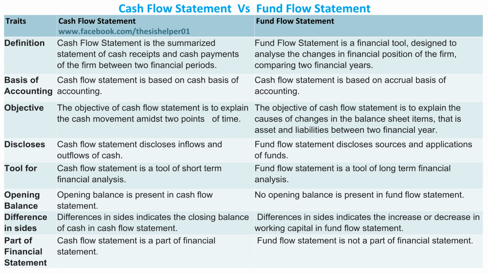The objective of cash flow statement is to explain the cash movement amidst two points of time. Whereas, the objective of fund flow statement is to explain the causes of changes in the balance sheet items, that is assets and liabilities between two financial years.